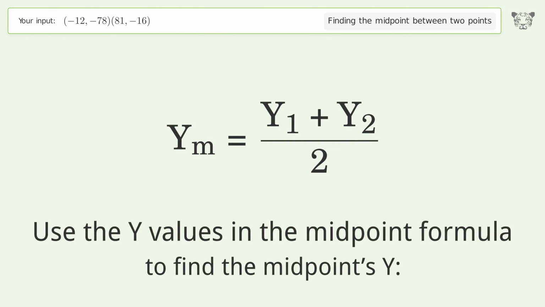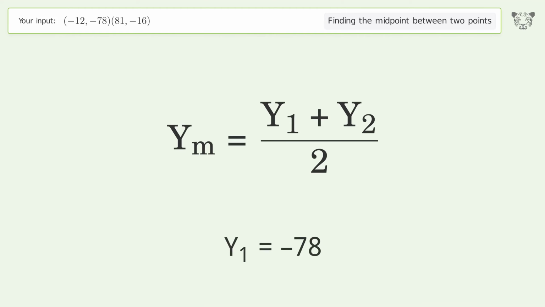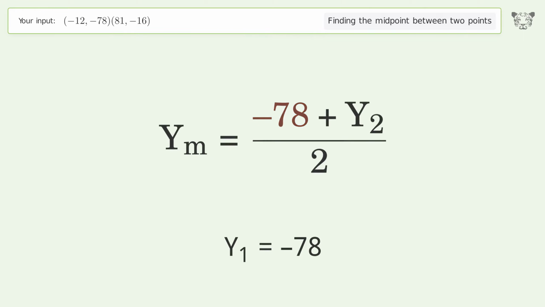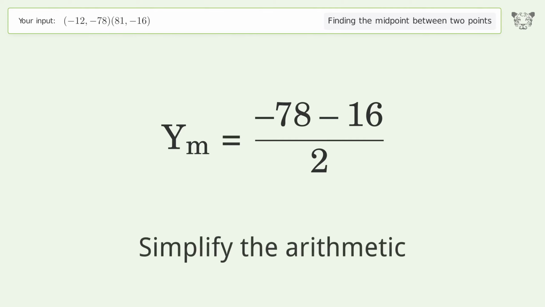Use the y values in the midpoint formula to find the midpoint's y. y1 equals -78. y2 equals -16. Simplify the arithmetic.